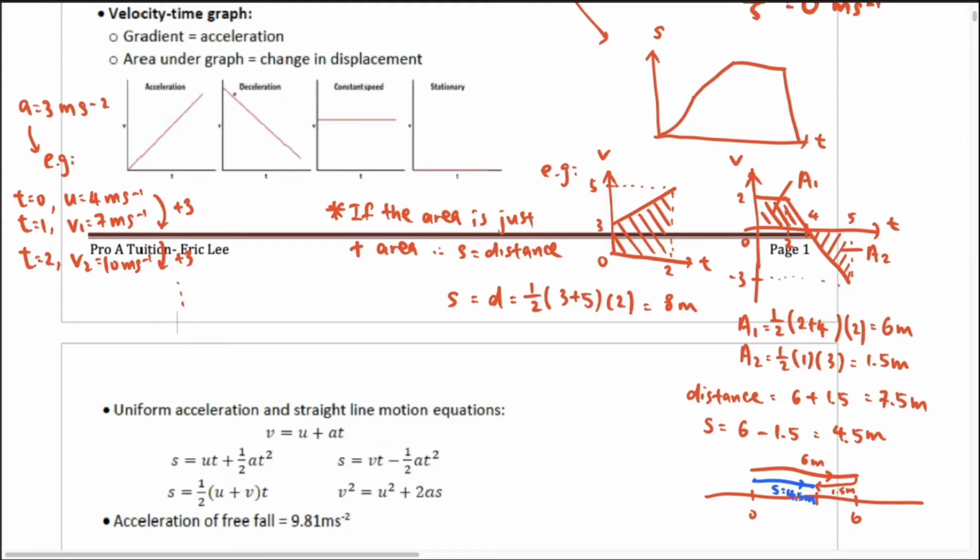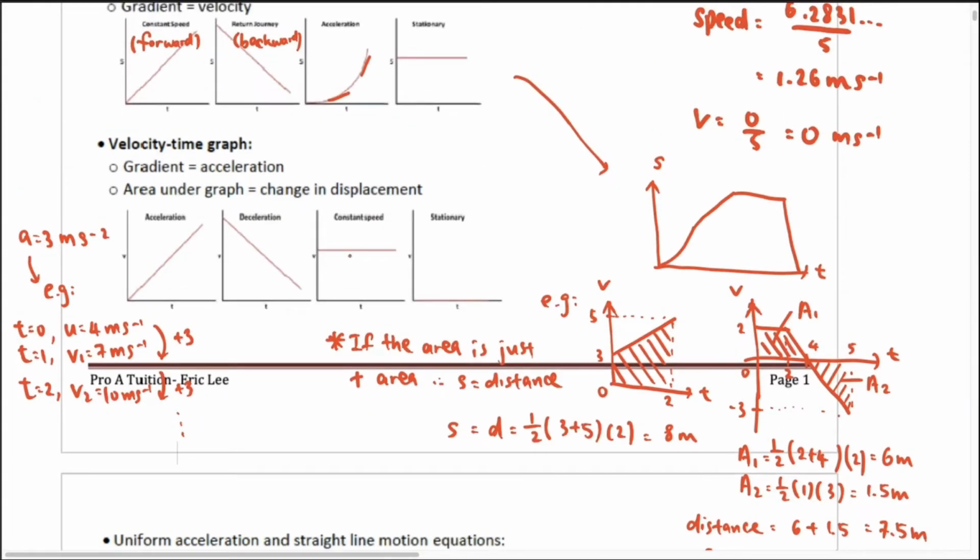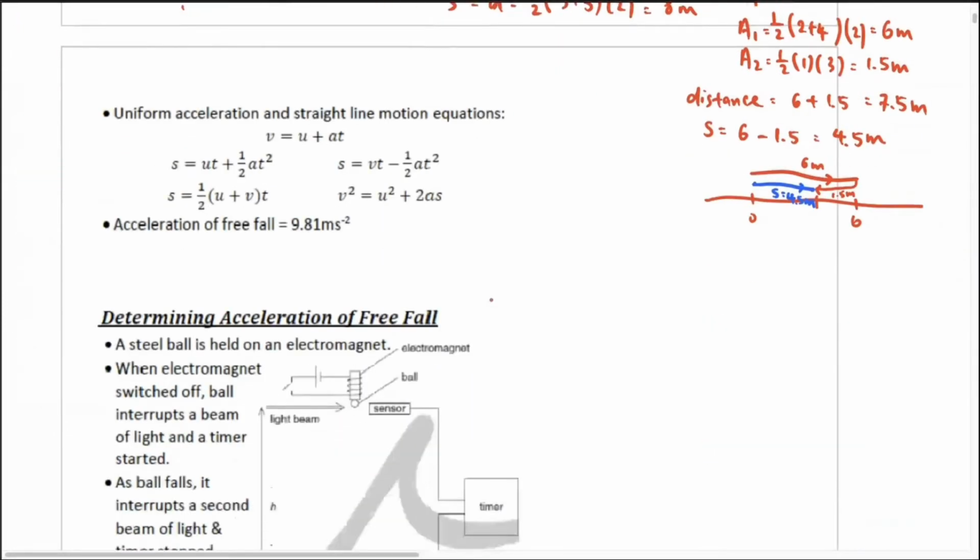Deceleration, slowing down. If you see the gradient is negative. Negative gradient, deceleration. So slowing down. So horizontal, constant speed, same value. This V is the same all the time, constant speed. Compared to just now, stationary. Now, constant speed. Stationary, 0 velocity. So the graph is here. Okay, so we move on.